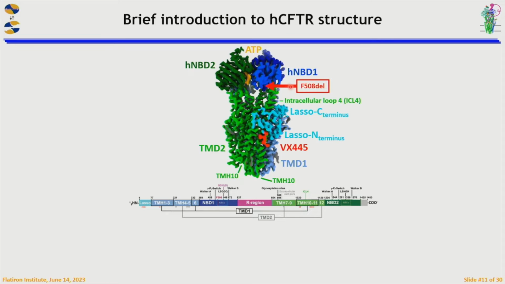Again, a key point is that the F508del mutation is at the interface between the NBD1 and ICL4, that intracellular loop 4, which is coming from the domain swapped region of the second transmembrane domain. ICL4 interacts very tightly with part of the lasso, this N-terminal extension. And the VX445 binding site we have found is essentially formed by the helices that form ICL4 and the lasso. The membrane embedded region of these helices proximal to the cytosol, in combination with the lasso, form the VX445 binding site.